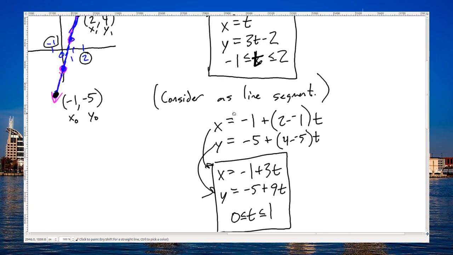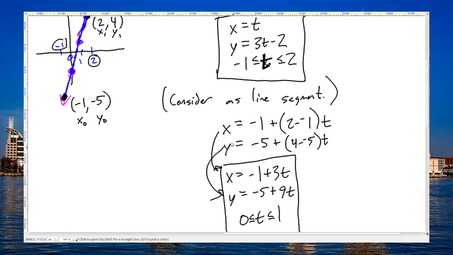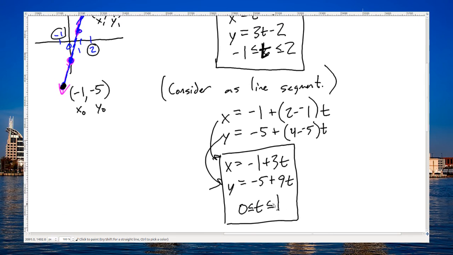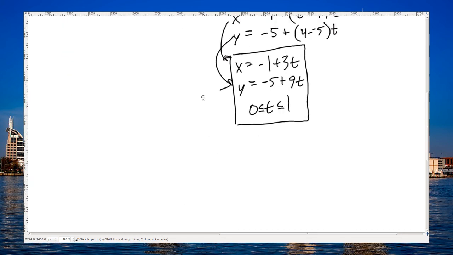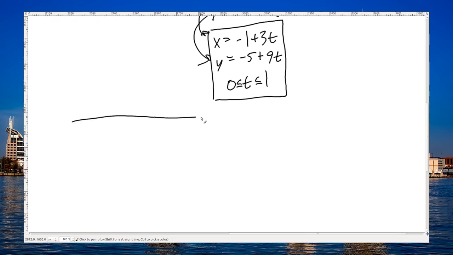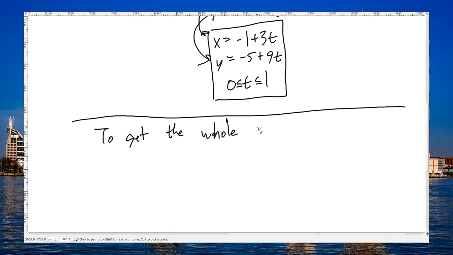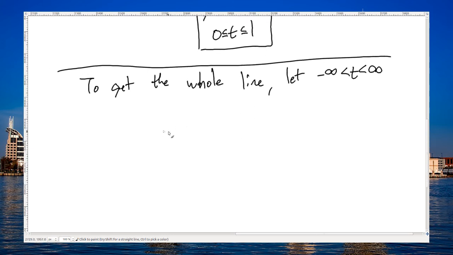Okay, the last thing I want to mention is what happens if you just drop off these t values. So I'm not going to do a separate example, but I just want to point out, to get the whole line, all you have to do is just let t be any real number. You could write that as t is any number between negative infinity and positive infinity, which of course is all of them. And then you could use the same line segment formula.